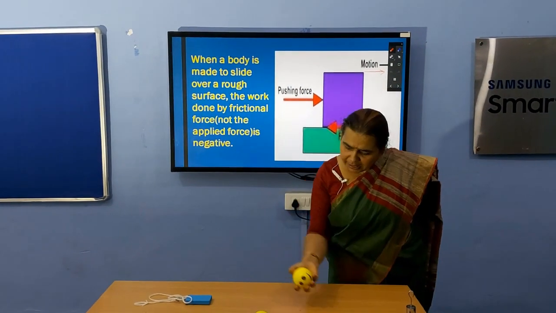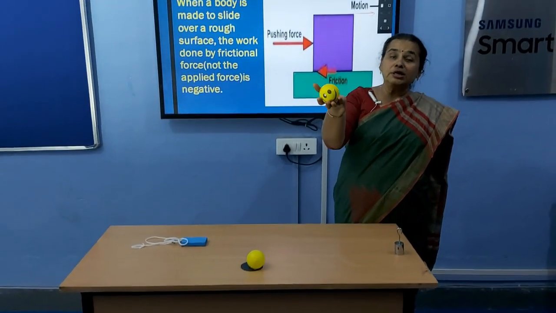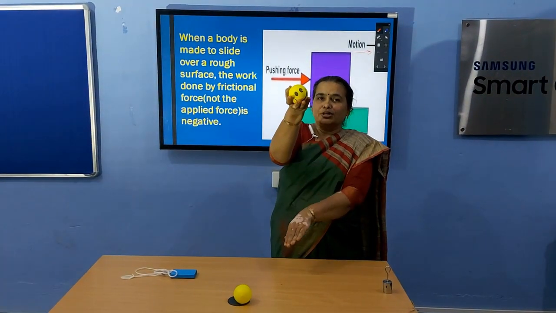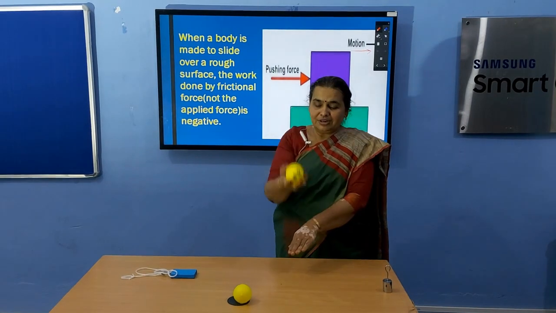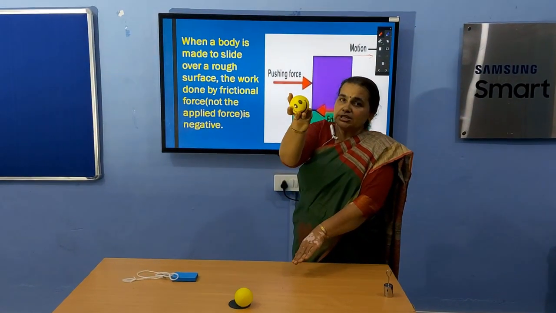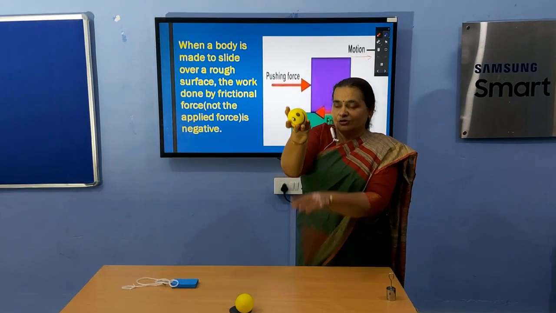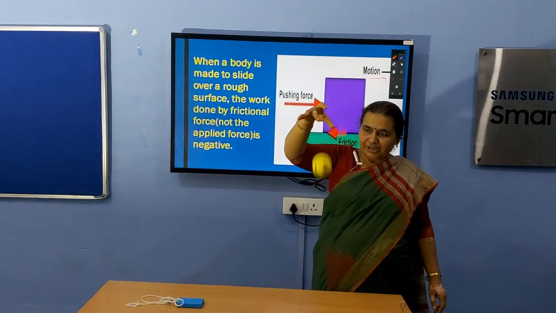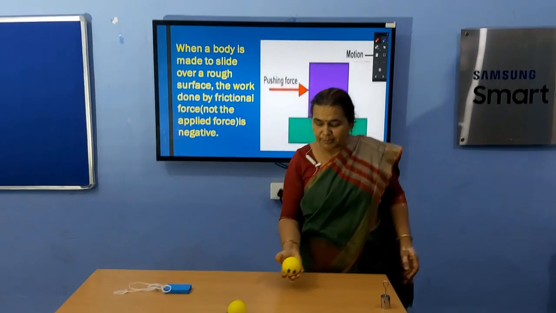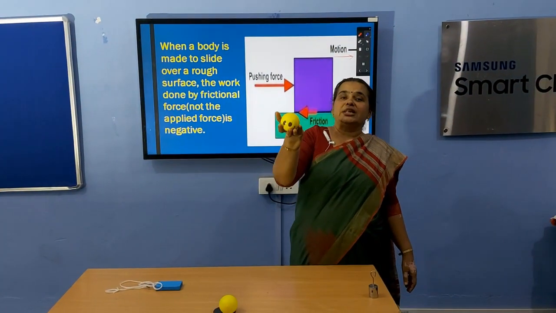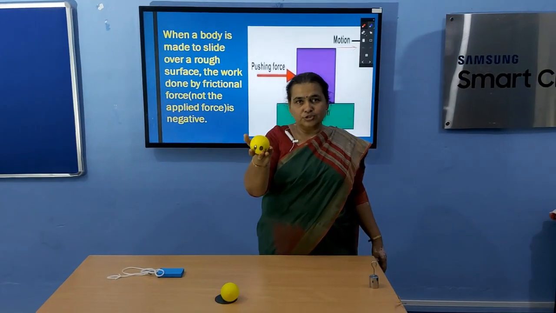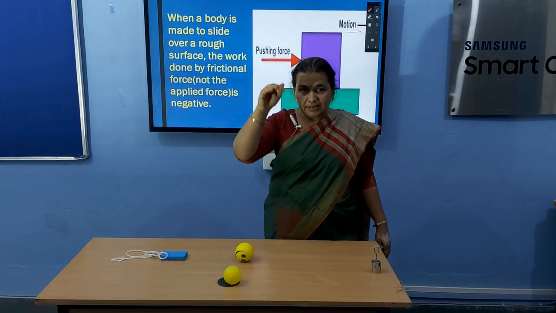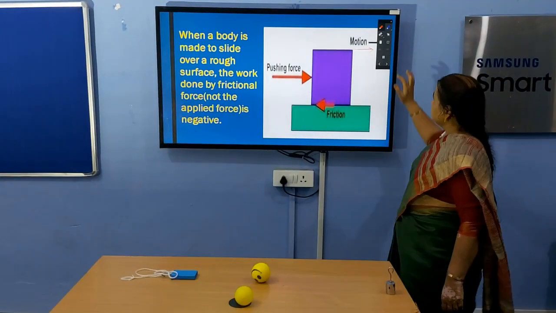One more activity. Again, let us lift a ball. Work done by my hand is positive, but gravity is still acting in the downward direction. So work done by the force of gravity, this time positive or negative? It is negative. Work done by my hand is positive. But when we are moving in the upward direction, the work done by the force of gravity is negative because force of gravity always acts in the downward direction.